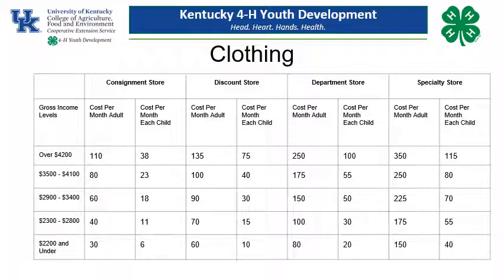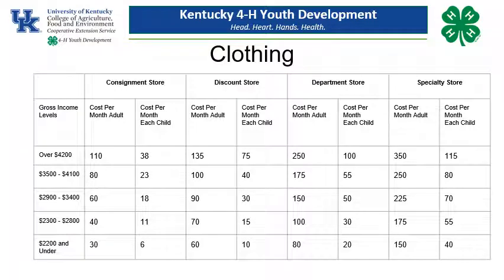So, for example, if you shop at a consignment store and you want to purchase clothes per month per adult, and you make over $4,200 a month gross, then you would have $110 per adult. There's 2 adults in your household, so that would be $220 per month. Then you would also need to mark the cost per each child. There is $38 per each child. Therefore, you would need to subtract the total cost from that.